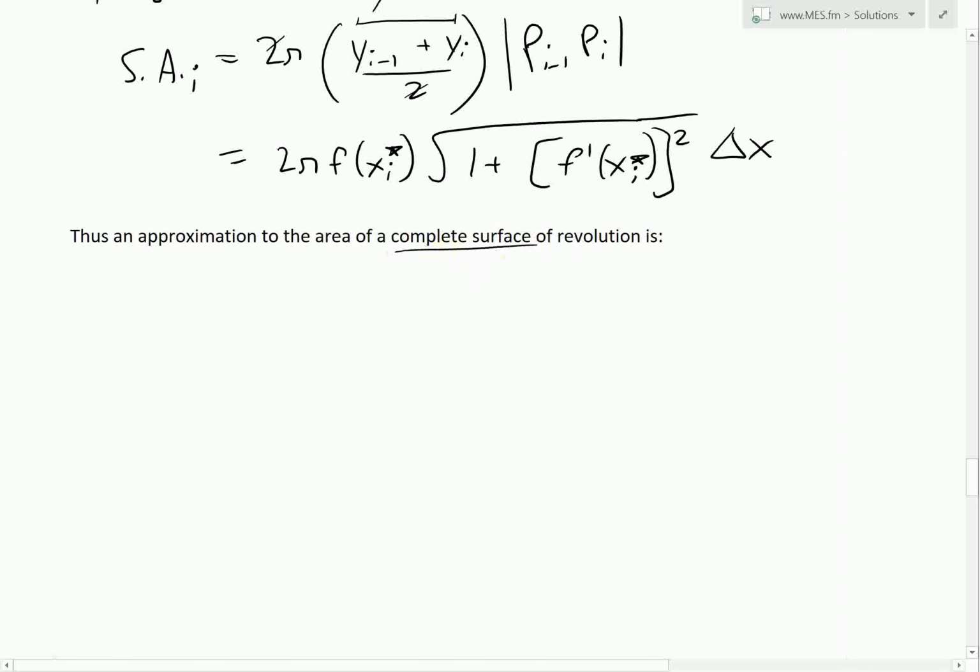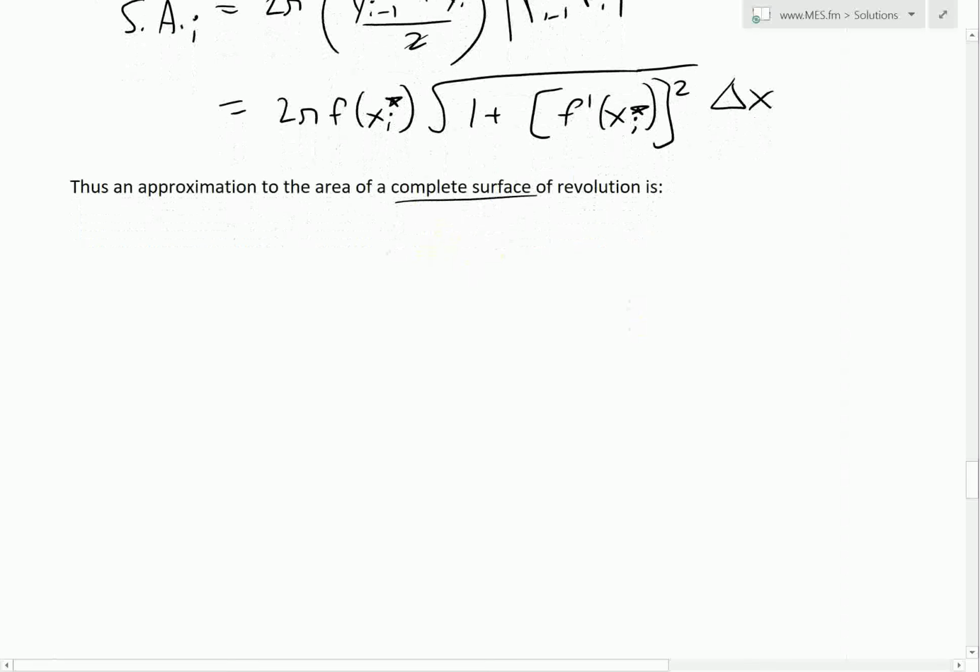And thus, like always, an approximation to the area of a complete surface of revolution is when we sum this up over the n subintervals. So what we have now is that the approximation of the total surface area, SA, is roughly equal to the summation.